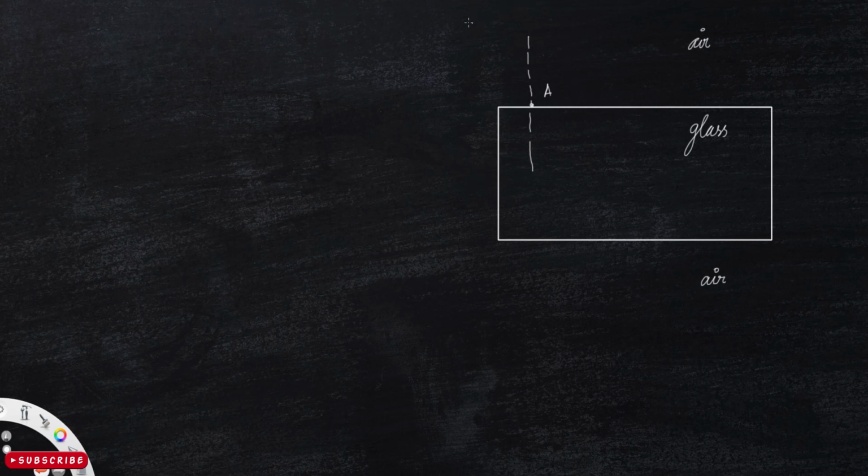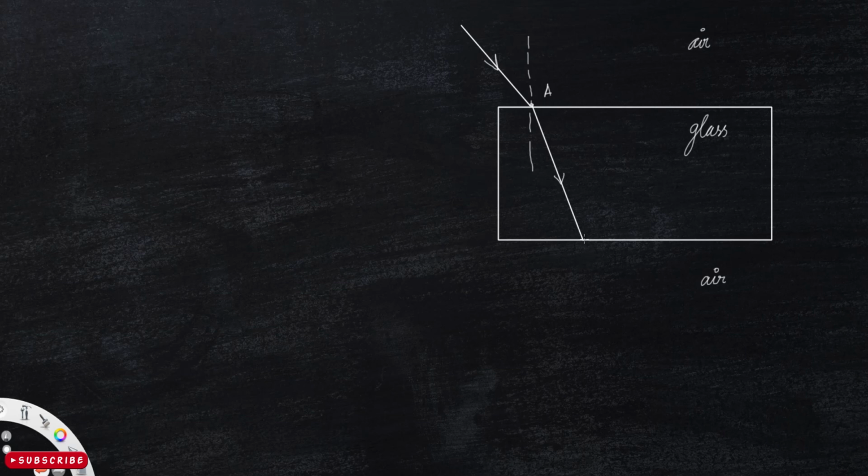Now let us consider an incident ray which hits at the point A. Now it is moving from air to glass. So whenever a ray travels from rarer to denser medium, compared to air, glass is denser, it bends towards the normal. So this will be the path of the refracted ray, or the ray passing through the glass slab. Its direction will be like this.